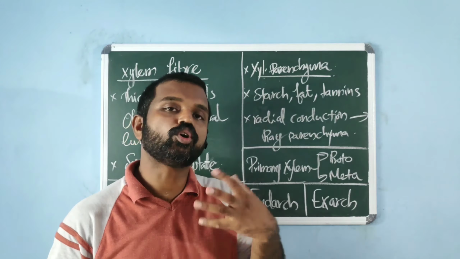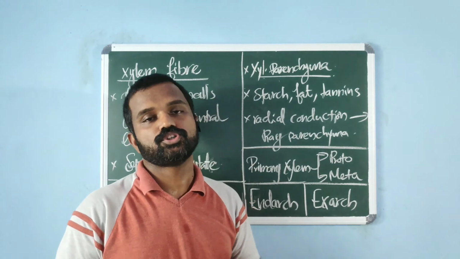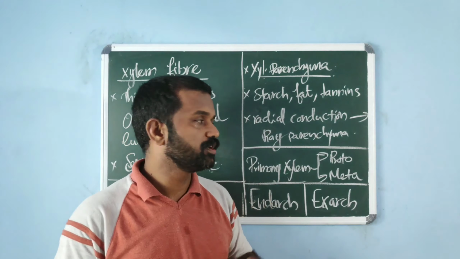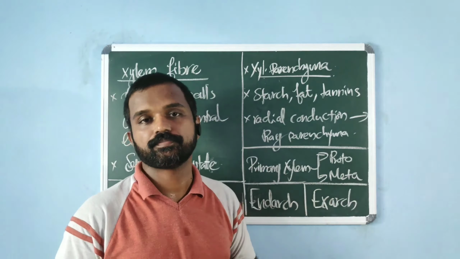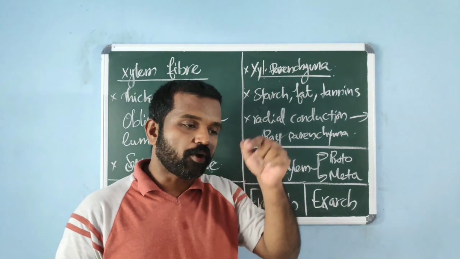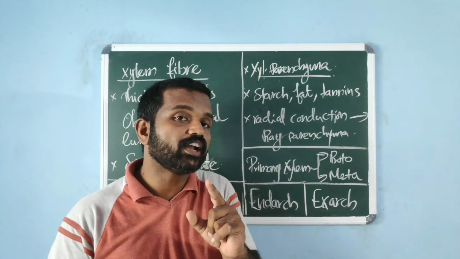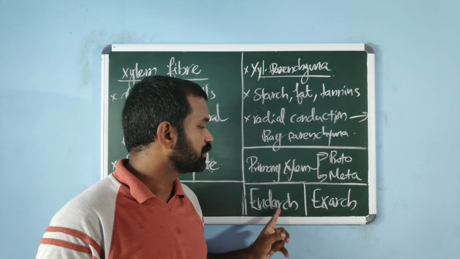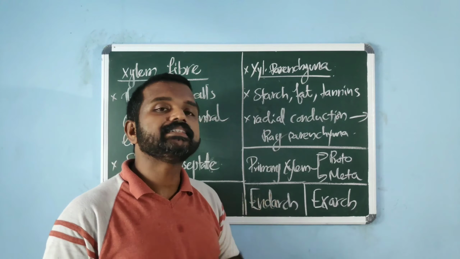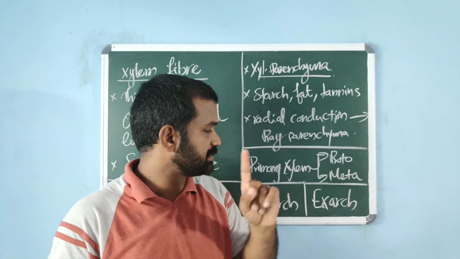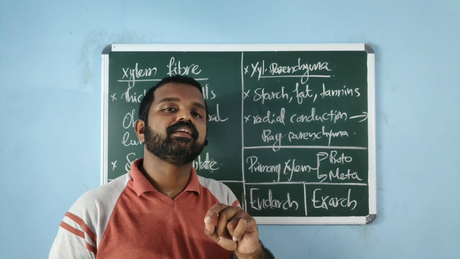And ray parenchyma is involved in radial conduction of water. Then, primary xylem, based on the time of origin, is of two types, protoxylem and metaxylem. Protoxylem is the first formed xylem with the smaller vessels. Metaxylem is formed later with the bigger vessels. If the protoxylem is pointed towards the center, then it is known as endarch xylem. It is seen in stem. If the protoxylem is pointed towards the periphery, then it is known as exarch xylem, seen in root.